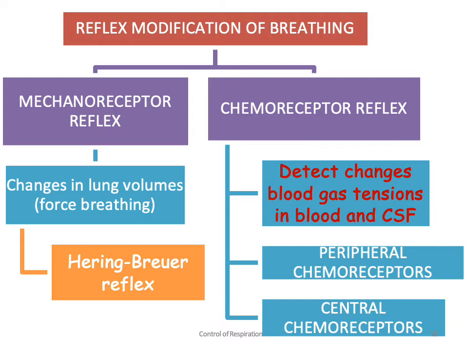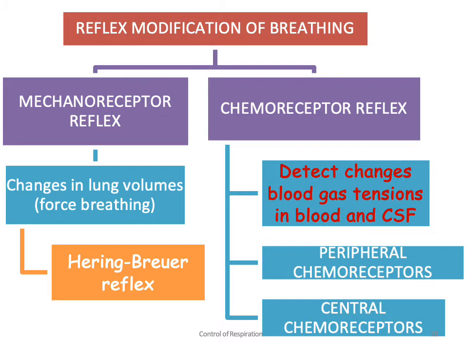So how can the breathing pattern or breathing rhythm be modified? There are a few mechanisms involved in modification of breathing. One of them is reflex modification. There are two types of reflex modification related to breathing: the mechanoreceptor reflex, and the chemoreceptor reflex.